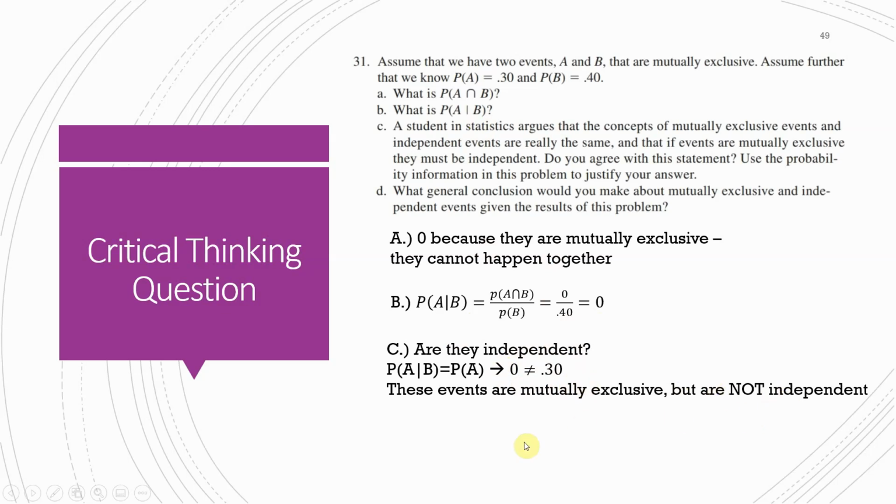So what this is telling us is that even though these events are mutually exclusive, they are also not independent. So therefore, they can't be the same thing. It's telling us that if something's mutually exclusive, it doesn't have to be independent. So I think this is important for pointing out that mutually exclusive and independent events are not the same thing, and if something is mutually exclusive, it doesn't have to be independent. You see this in this problem.